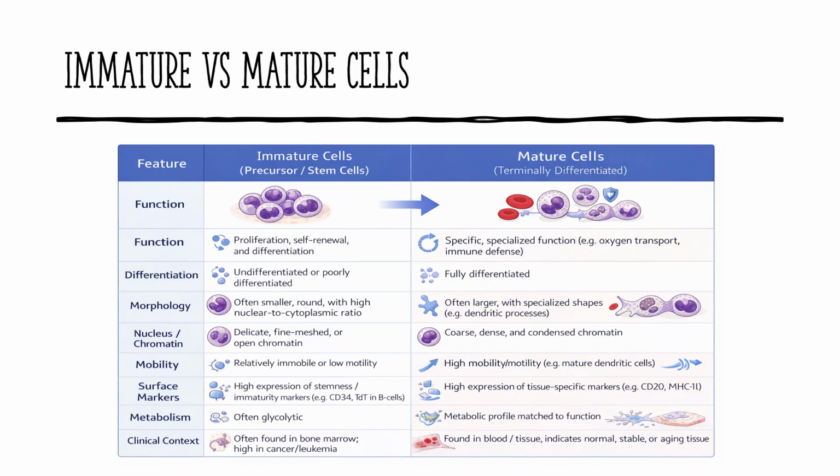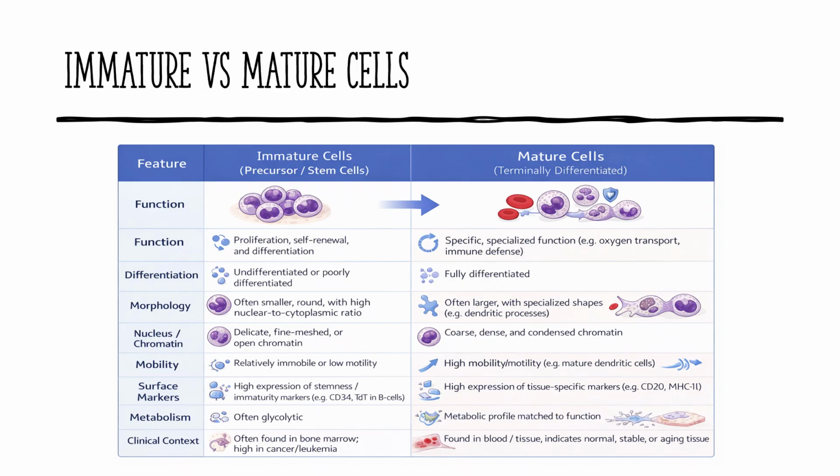Immature cells are essentially trainees. Their main purpose is proliferation, self-renewal, and differentiation. They are metabolically focused on growth and division, not function yet. That's why they tend to have high nucleus to cytoplasm ratios, open delicate chromatin, and round, relatively simple shapes. The nucleus dominates because transcription activity is high, and the cell is actively preparing to become something else.